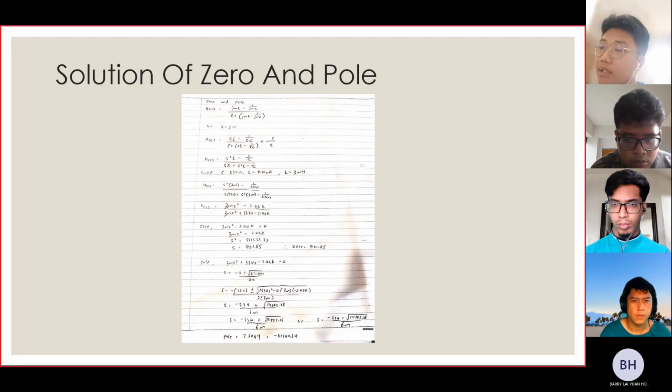And the formula s equals jω. When we use the values of the resistor, capacitor, and inductor, we are able to get the values of the zero and pole. Next slide.